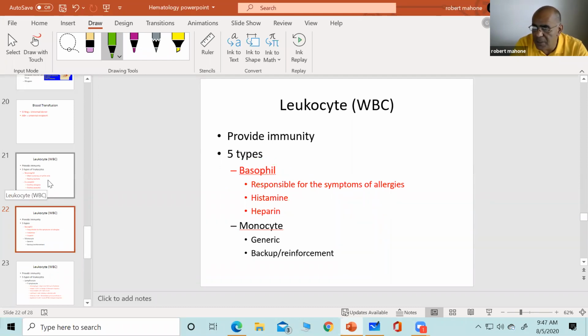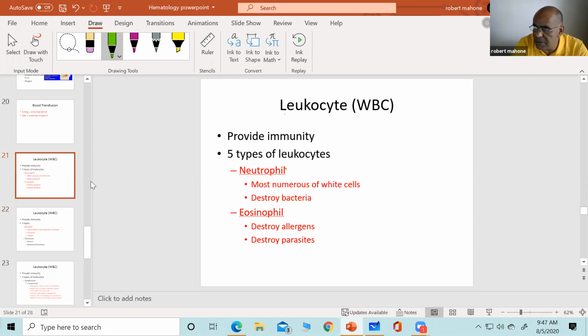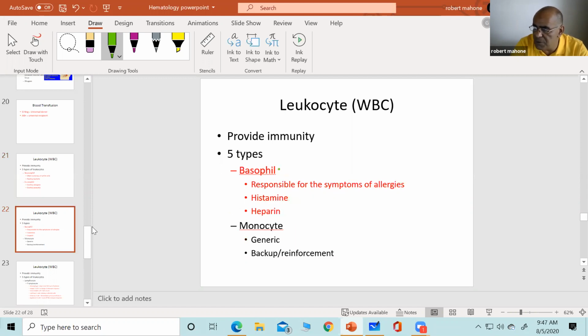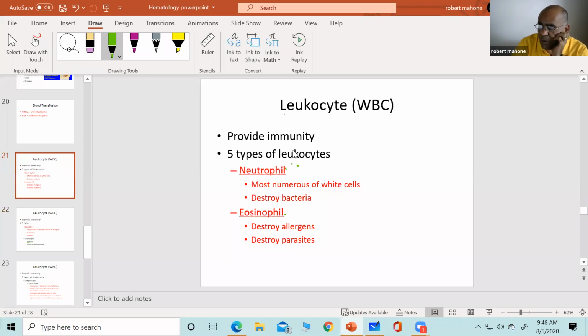All right. So we had neutrophils for bacteria, eosinophils for allergens and parasites, basophils for the symptoms of allergies, and the fourth type of white cell is called a monocyte. And you can see here that monocytes are generic. They fight whoever needs help. So if your neutrophils are being overrun by bacteria, they call in the reinforcements. The monocytes show up and join the battle.